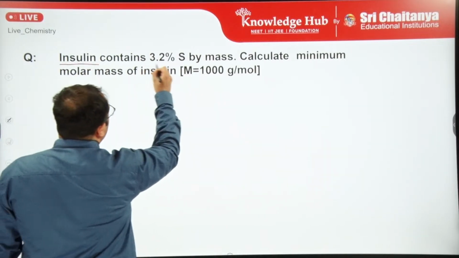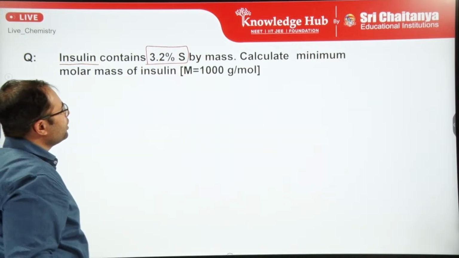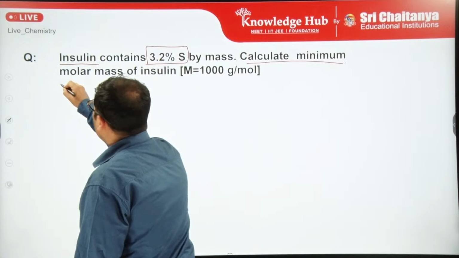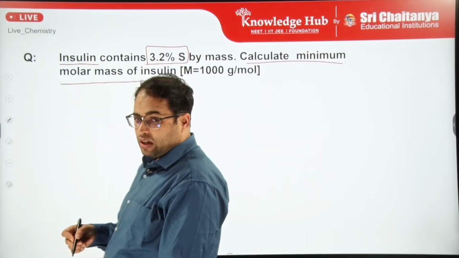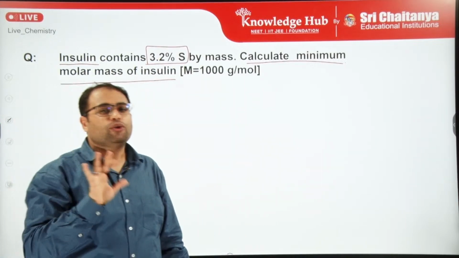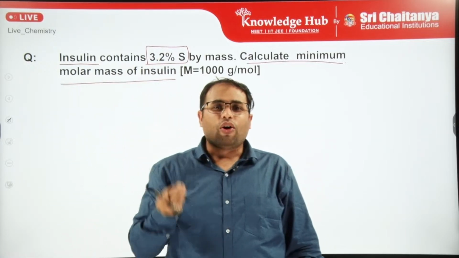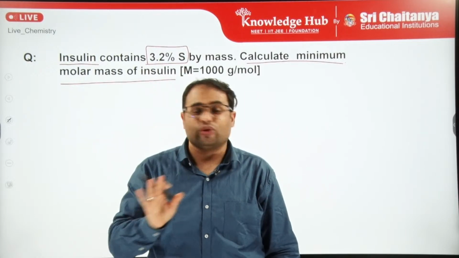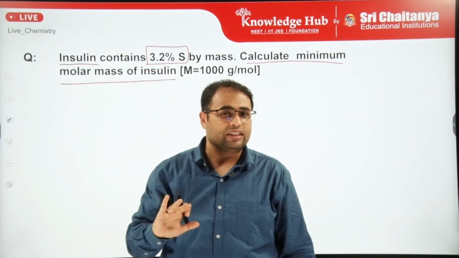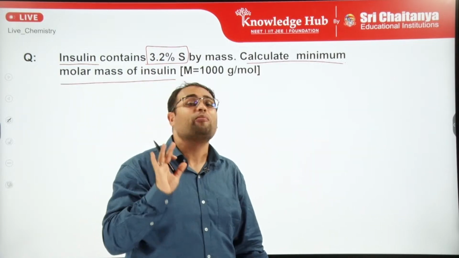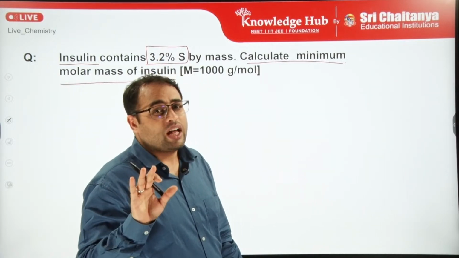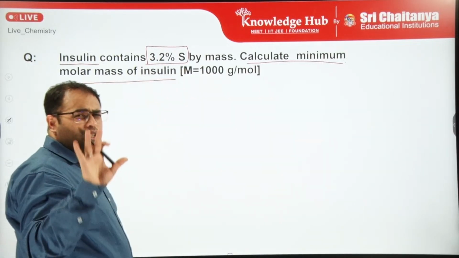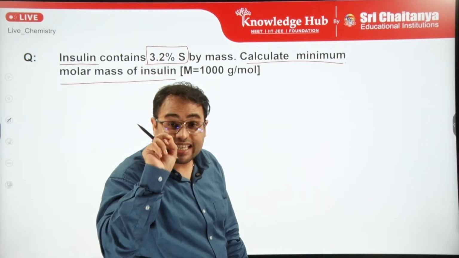Insulin contains, suppose, 3.2% sulfur by mass. You have to calculate the minimum molar mass of insulin. See, here you do not need to ponder your brain or torture yourselves to get the molecular formula of insulin. No, you don't have to do that. If you're doing that, you're going on a wrong path and you won't get to an answer. You will only get to some more confusion. So don't think about it. Just think about what is given to you.